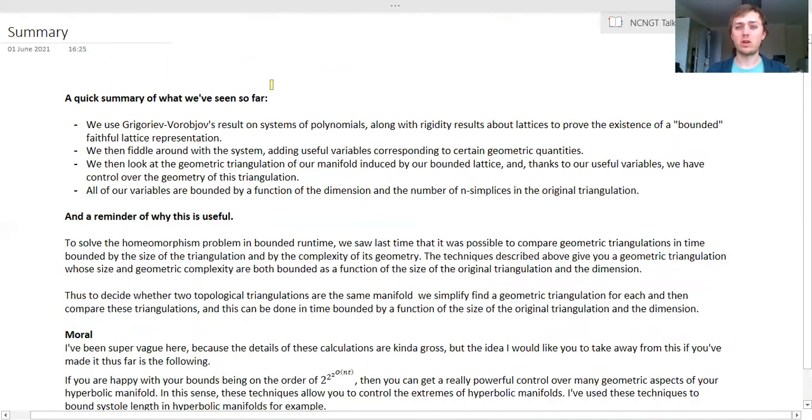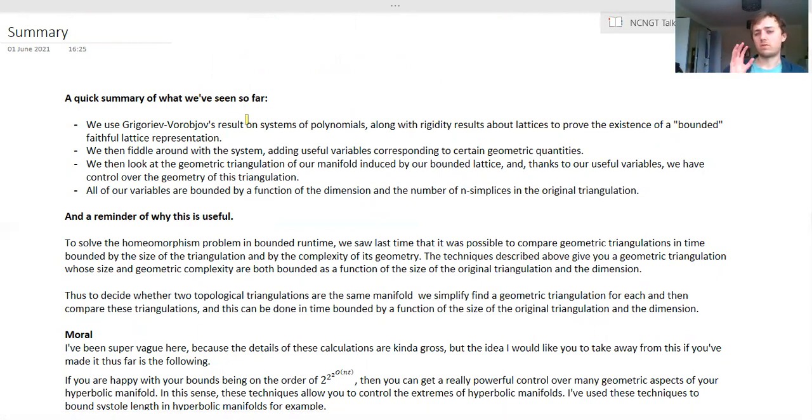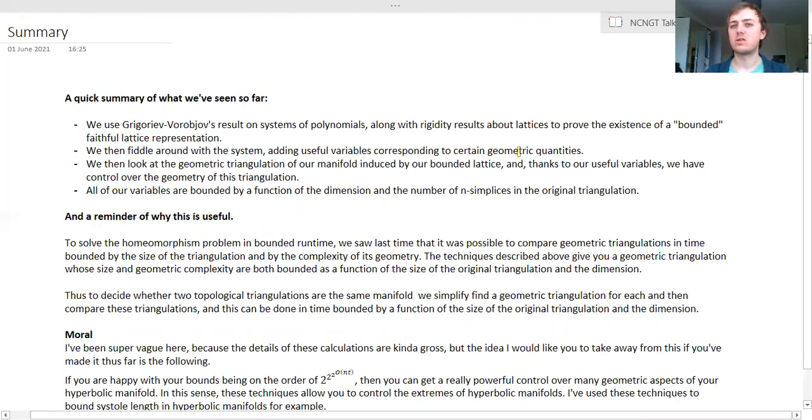So here's a summary of how this all works. Grigoriev-Vorobyov's result on systems of polynomials, along with the rigidity results of Calabi-Vallée and Garland-Raghunathan, they prove the existence of a bounded faithful lattice representation. We then play around with this system. We add useful variables corresponding to certain geometric quantities, such as edge length. And then we look at the geometric triangulation that's induced by this lattice. And thanks to our useful variables, we have control over its geometry.